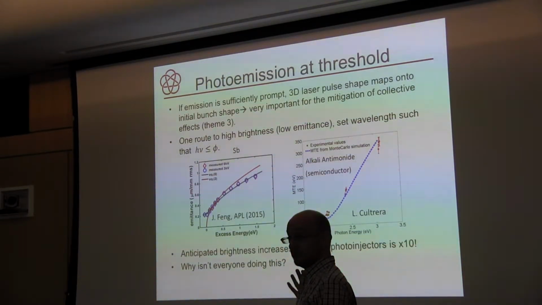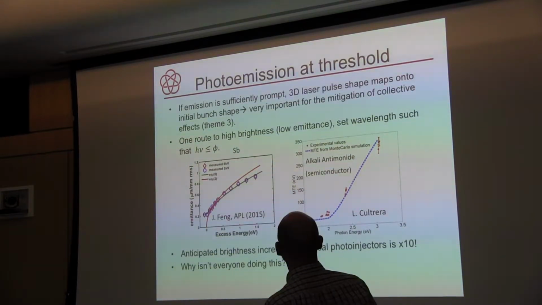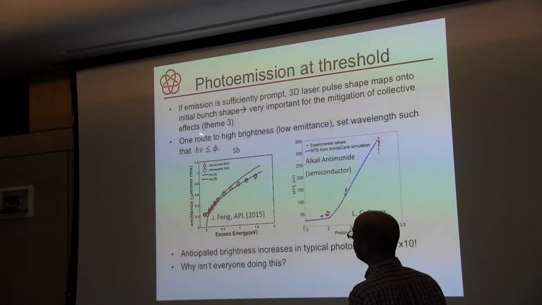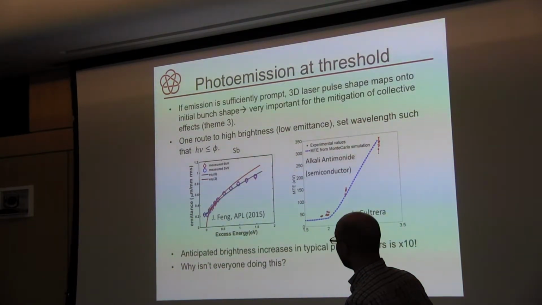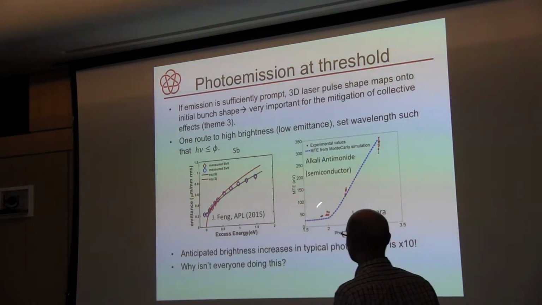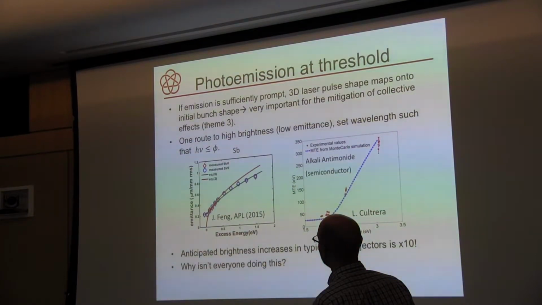Now, we've already seen what the route is to high brightness from this picture of photoemission. The high brightness, low emittance limit is when we set the wavelength such that we're at or less than the work function. And so this has been explored recently in a number of labs, one at Cornell and at Lawrence Berkeley National Lab, in semiconductors and in a metal photocathode. Here they're plotting emittance, here they're plotting MTE. There's a square root difference between them, but they all have the same behavior. For larger photon energies, the emittance is larger, the MTE is larger, and they all plateau towards the material temperature.